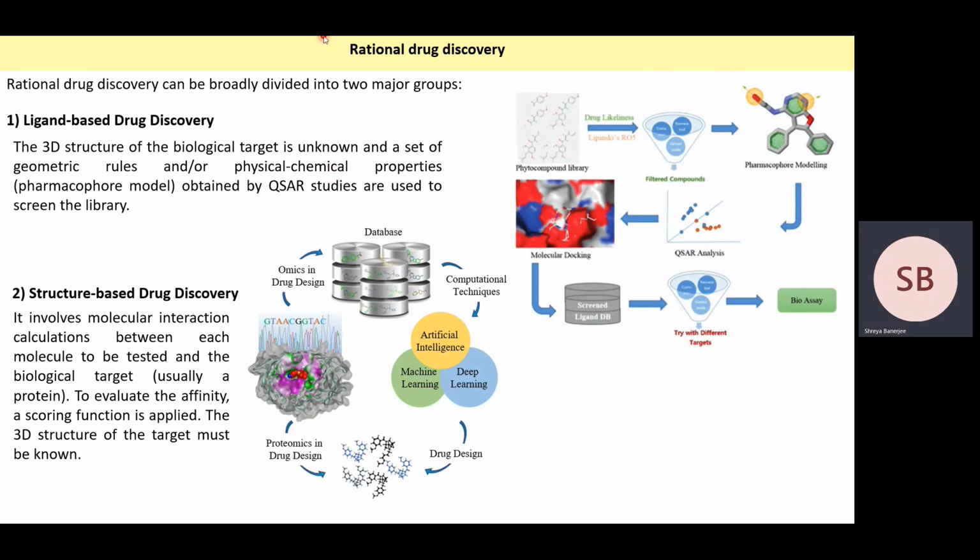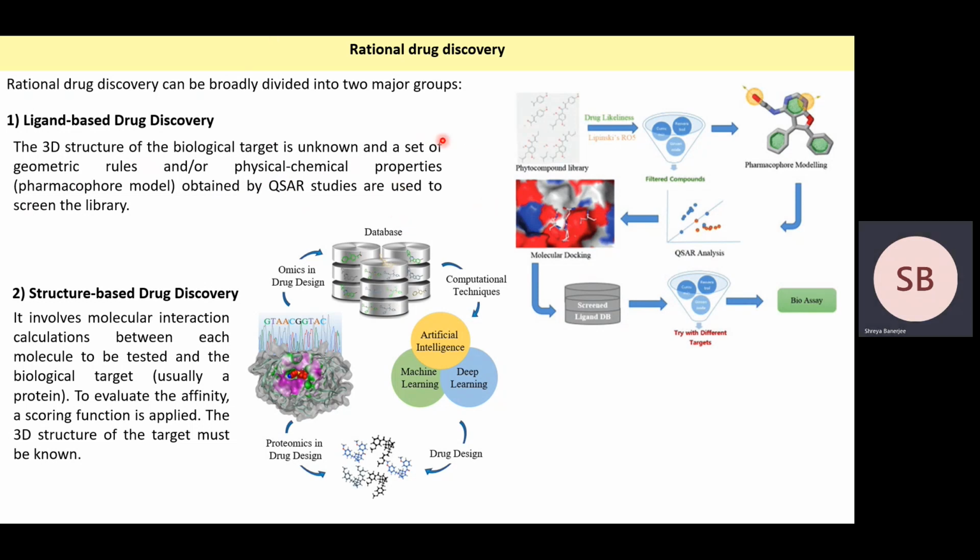The next kind, which is more commonly used now, is called rational drug discovery. Rational drug discovery can broadly be divided into two major groups. The first kind is called ligand-based drug discovery. In this, the 3D structure of the biological target is unknown, and a set of geometric rules and/or physical chemical properties, that is, a pharmacophore model obtained by QSAR studies, are used to screen the library. Now, QSAR, as you know, is quantitative structure activity relationship.